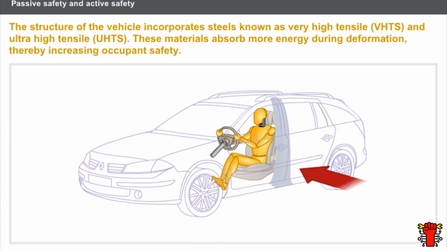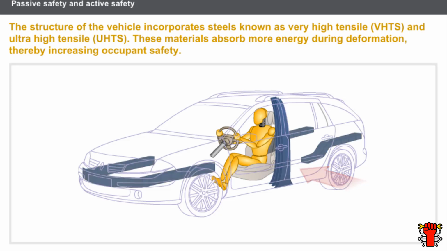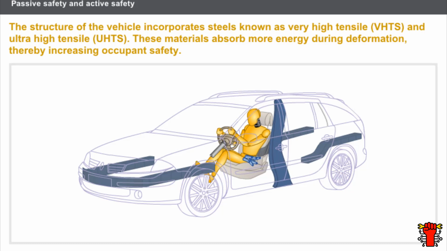Contrary to a frontal impact, during a side impact, the occupants are located in the immediate proximity of the point of impact. The structure of the vehicle incorporates steels known as very high tensile, VHTS, and ultra high tensile, UHTS. These materials absorb more energy during deformation, thereby increasing occupant safety. These panels absorb more energy as they crumple. The B-pillar, combined with the reinforcements and the absorption components, padding, located inside the doors, contribute towards the reduction of the energy transmitted to the occupants. The programmed crumpling of these components lowers the impact experienced by the occupants and reduces the risk of injury.